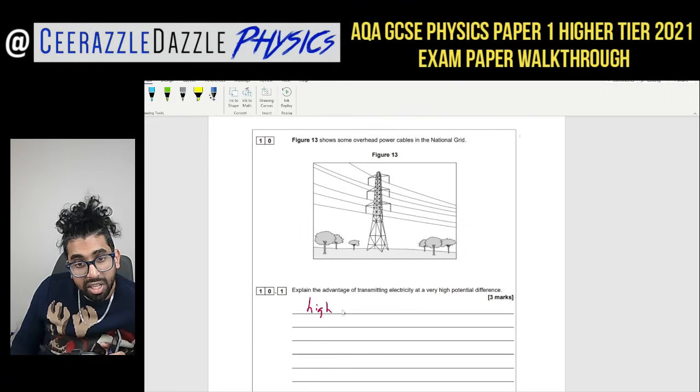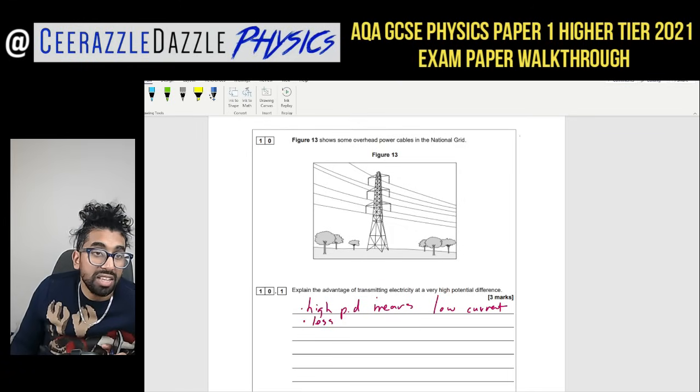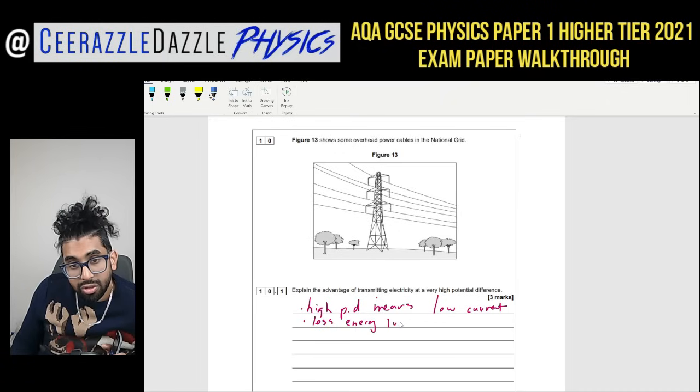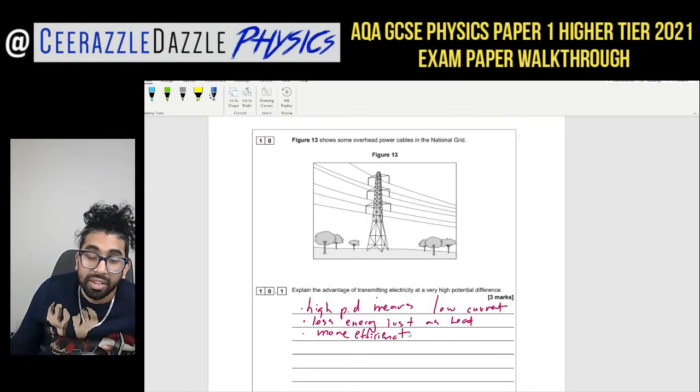So high potential difference therefore means low current, and if there's low current, there's less of a heating effect in the wire. So therefore there's less energy lost as heat. And obviously, that means it's going to be more efficient, because now you can transfer more energy. So it's more efficient now.